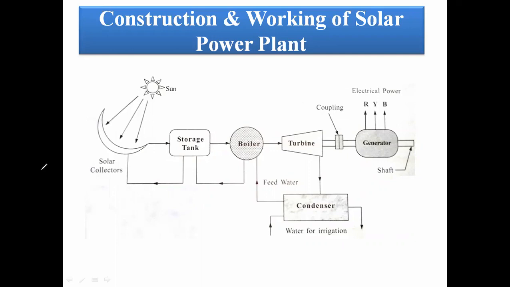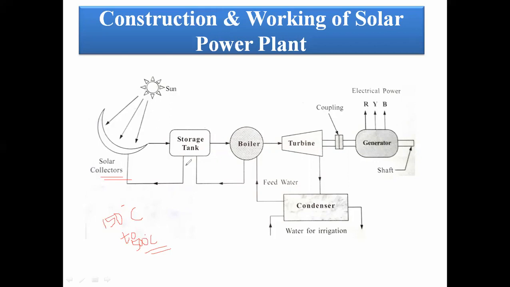In this diagram, the solar collectors used are the flat plate collector, the parabolic collector, and the concentrating collector. Generally, the collector output temperature is 150 degree centigrade to 500 degree centigrade. For the flat plate collector, the temperature is 150 degree centigrade, but for the concentrating and parabolic collectors, the temperature is 150 to 500 degree centigrade. In the collector, the solar radiation is converted into temperature.